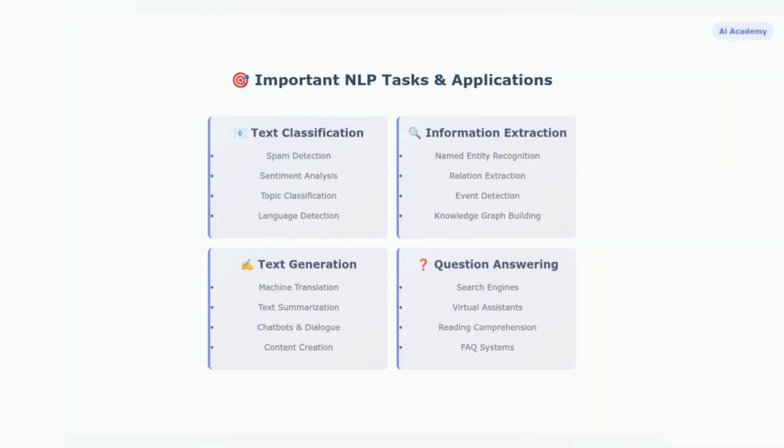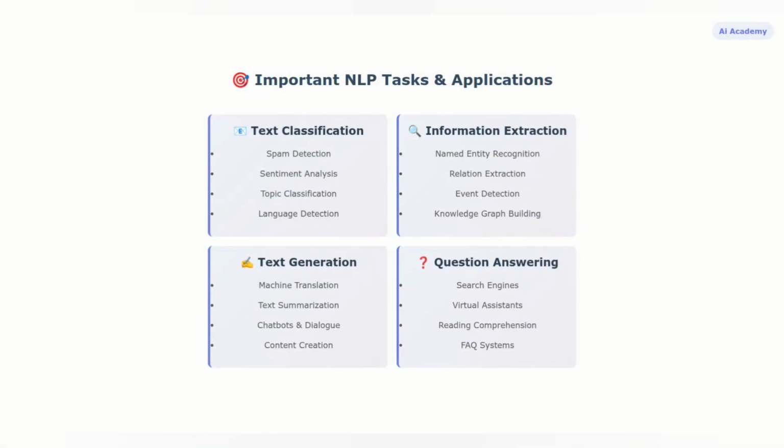Now that you understand the pipeline, let's explore some important NLP tasks that you'll encounter in the real world. Text classification includes spam detection, where emails are classified as spam or ham, and sentiment analysis, where reviews are classified as positive, negative, or neutral. Information extraction involves named entity recognition, which we covered earlier, and relation extraction, which identifies relationships between entities.